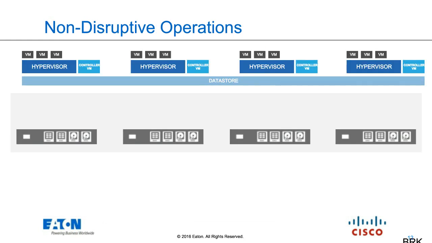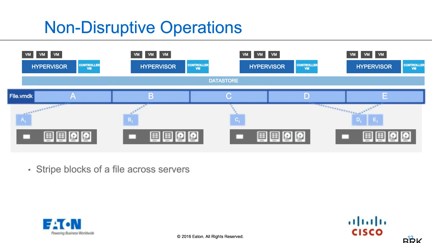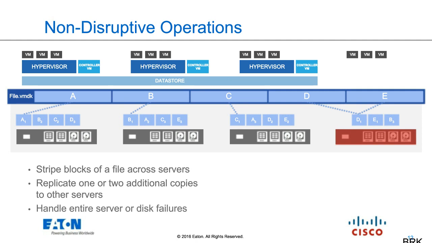You also get non-disruptive operations out of that. So you have this file, a VMDK, that's being distributed across all of my servers. As you can see, I write that file across all of my servers. I then replicate one or two additional copies to the other servers based on my replication factor and the level of fault tolerance that I actually want to deal with. And then that becomes my data store. I lose a server, no problem. My VMs can get my data from wherever they need to go. Move them around, no problem. VMs can get my data from wherever it needs to be fetched.